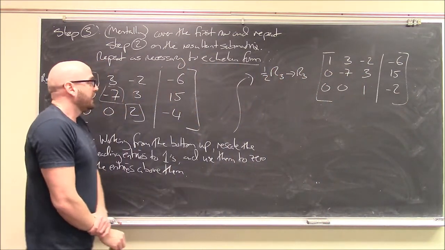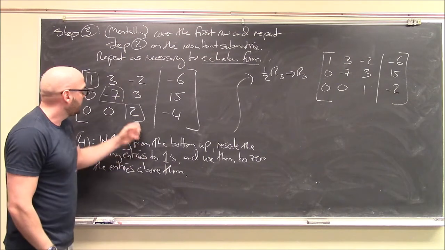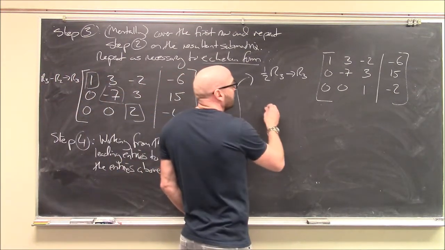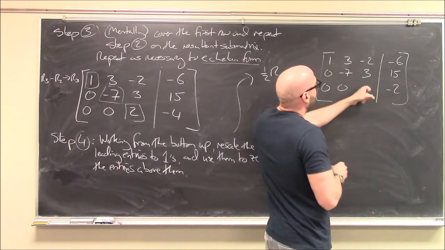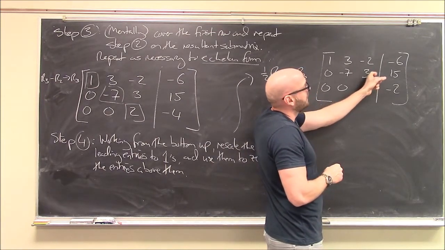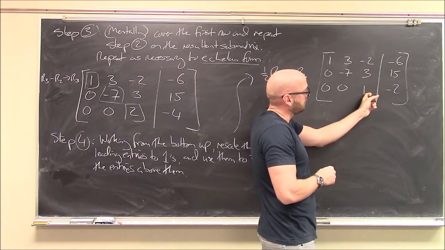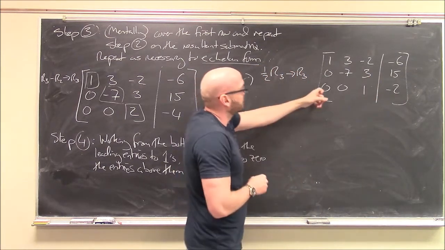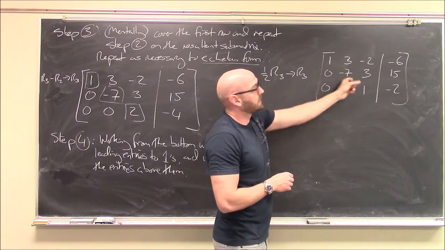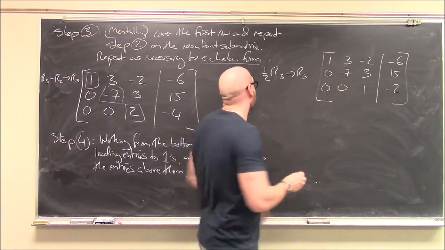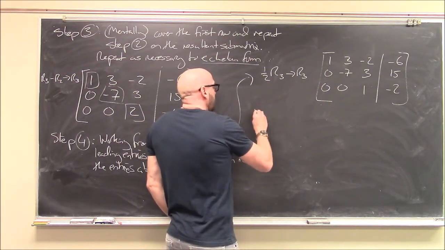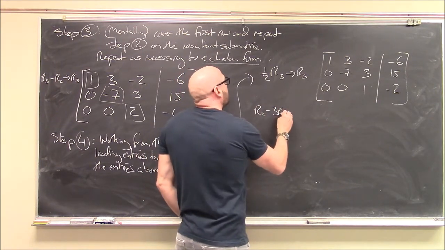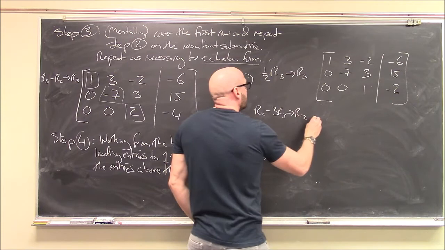So I've rescaled that leading entry to a 1, and now I'm going to use it to zero everything above it. So how do I do that? Well, how do I put a 0 right here? I've got a 3 right here. I just need to subtract 3 times the third row. Right? And this is nice because all of these are zeros, so it's not going to affect anything above these zeros here. So we'll do row 2 minus 3 times row 3 is going to become our new row 2.